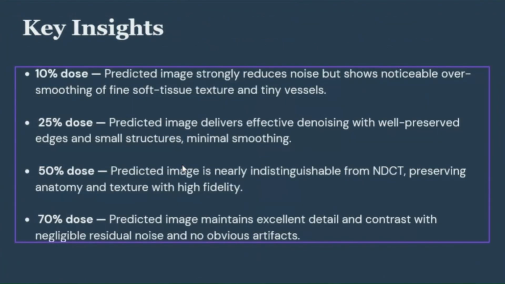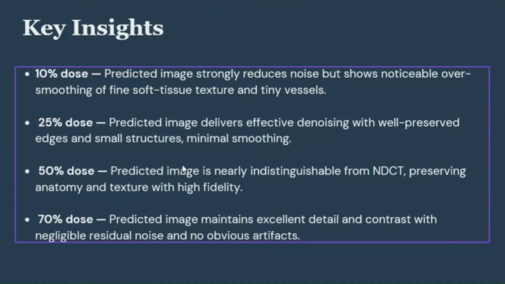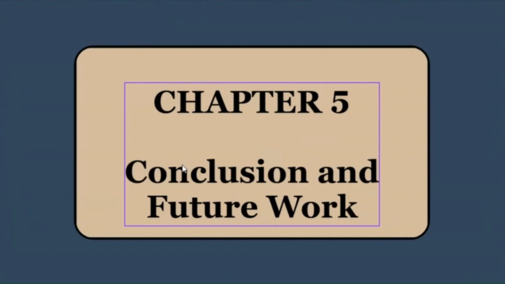Now we can move on to the 10% dose. The noise is significantly reduced, but minor over-smoothing remains. By 25 and 50% dose, edges and textures are very well preserved. And at 70%, the reconstructed images are nearly identical to NDCT with minimal residual noise. And as you can see, with the naked eye, we cannot even differentiate between them, especially at high doses. So let's move on to the final conclusion and future work.